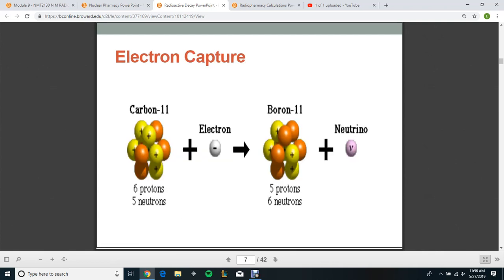Electron capture. Here we start with carbon-11, which has 6 protons and 5 neutrons, and then when it captures an electron, it becomes boron-11 with 5 protons and 6 neutrons and gives us a neutrino.